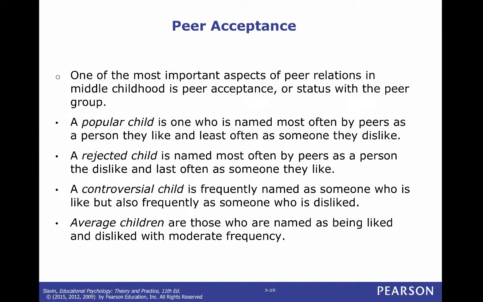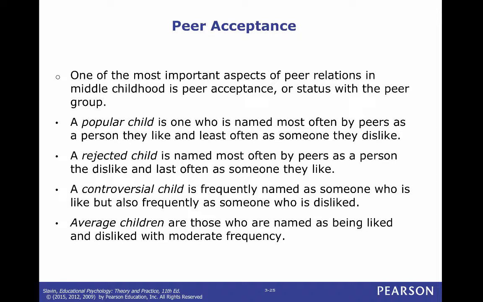Probably one of the most important things at this age is peer acceptance and status within the peer group. So you have to look at who the popular child is. The popular child is the kid who's named most by their peers as a person they like, and least often as someone who is disliked. They list who the popular kids are, and they're usually the kids that everybody likes and most people don't dislike. The rejected child is most often named by peers as a person who is disliked, and least often as liked.